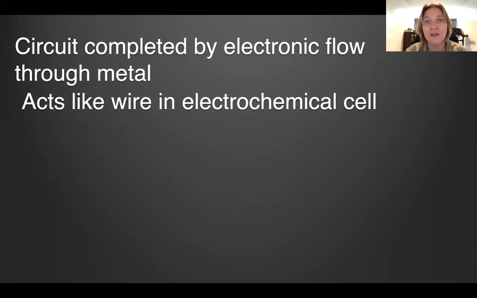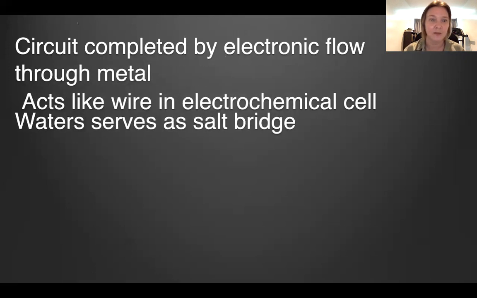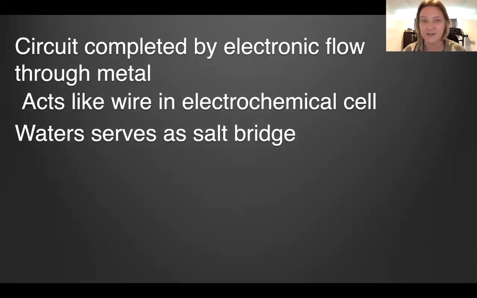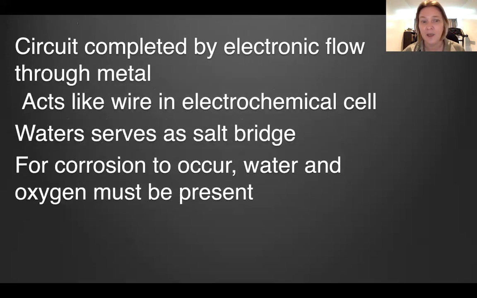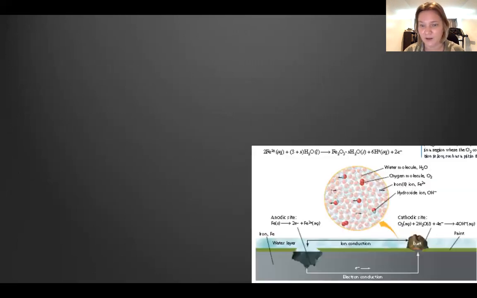So basically, the anode and the cathode are completely different parts on the metal. And because metals have delocalized electrons that can flow, that automatically acts as the wire in the electrochemical cell. And water serves as a salt bridge, which is why water is required in order for rust to form. So for corrosion to occur, water and oxygen must be present.